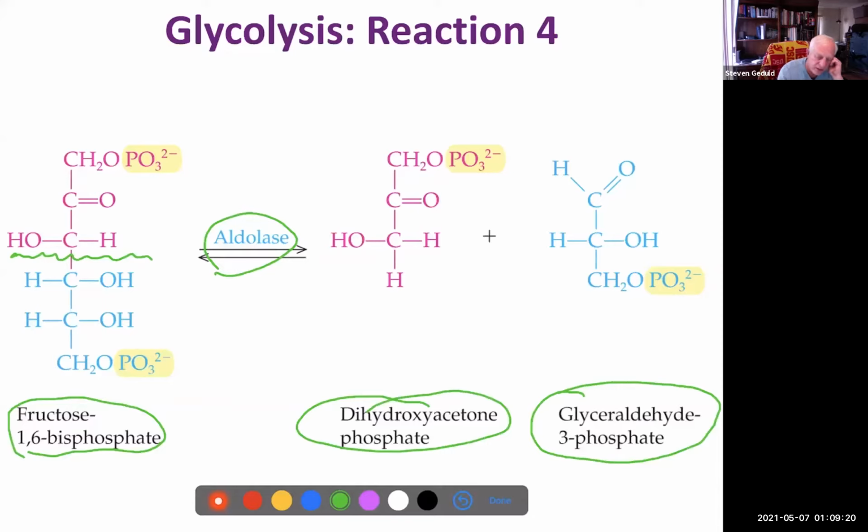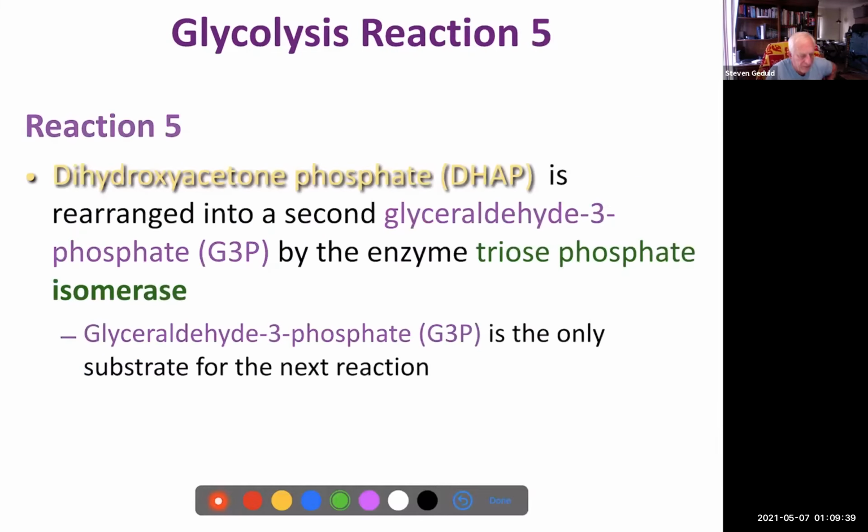The phosphate group is on the number 3 carbon. Remember, the carbonyl carbon gets the lowest number. Okay. We want to eventually convert our glyceraldehyde 3-phosphate back into dihydroxyacetone phosphate also. So it's step number 5.